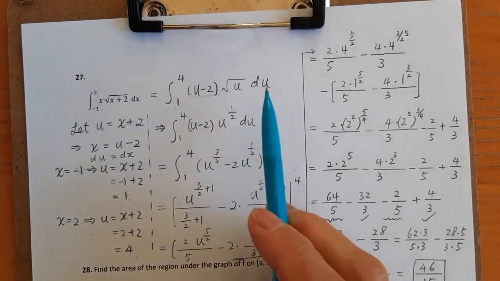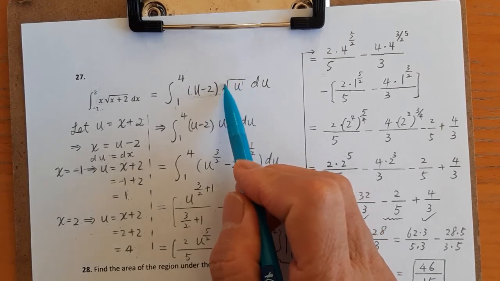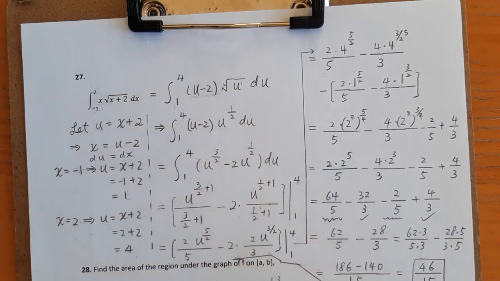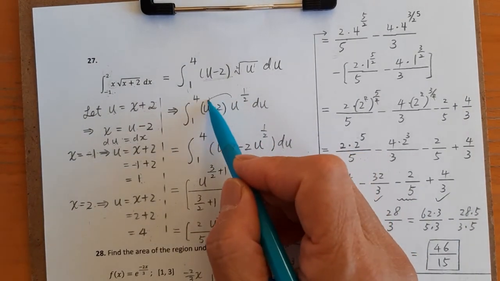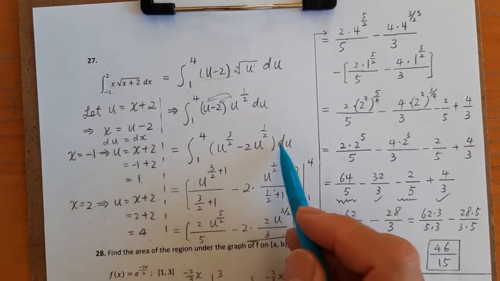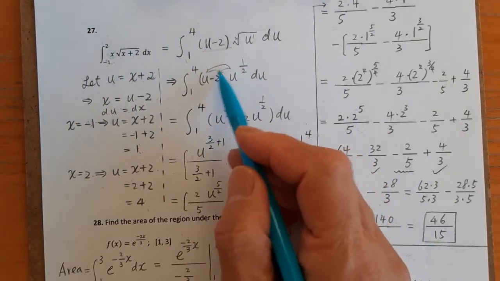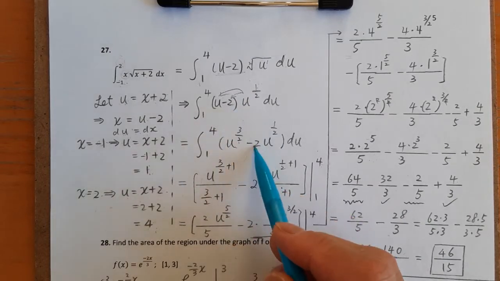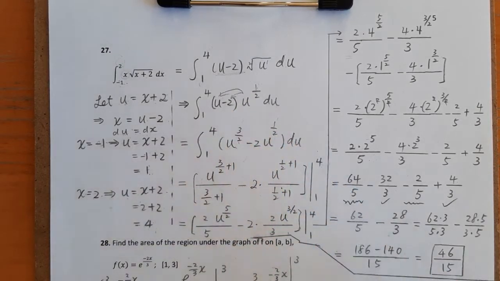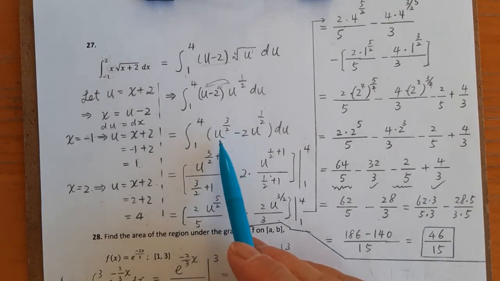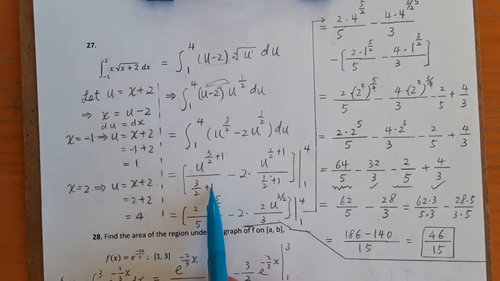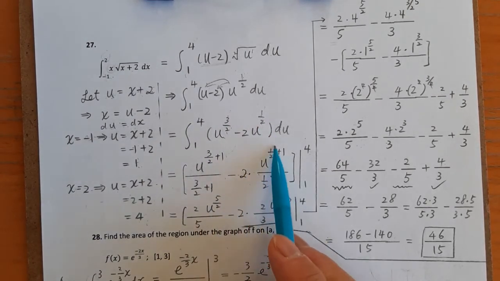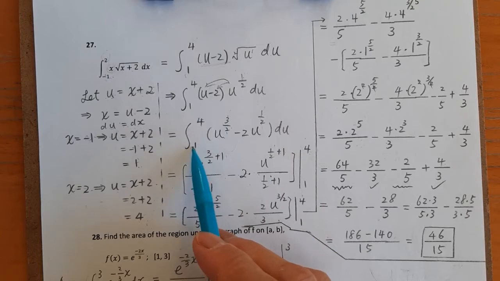Now the square root, you change to exponential form, u to the power 1/2 du. Then distribute in. The integral, u from 1 to 4, of u to the power 3/2 minus 2 times u to the power 1/2 du. And now use the power rule: 3/2 add 1, minus 2 times 1/2 add 1, from 1 to 4.